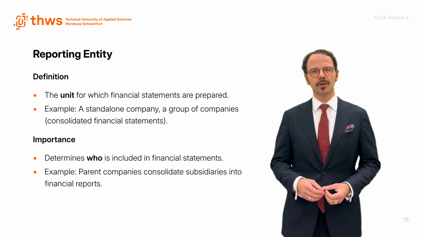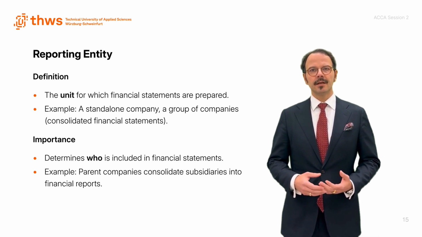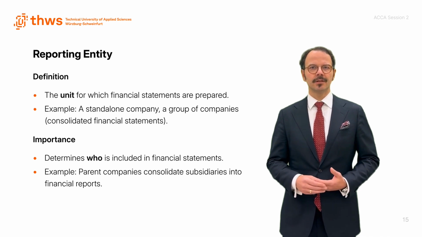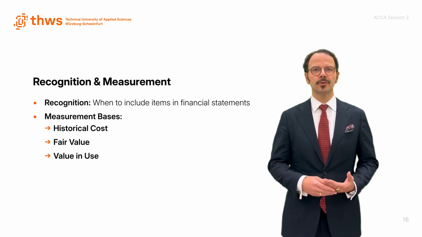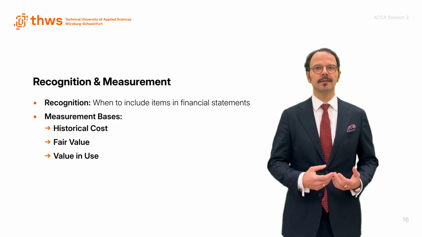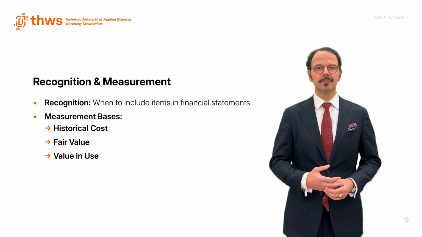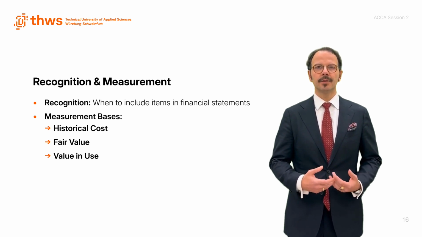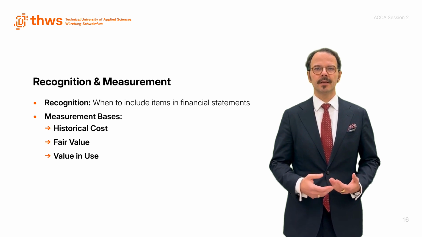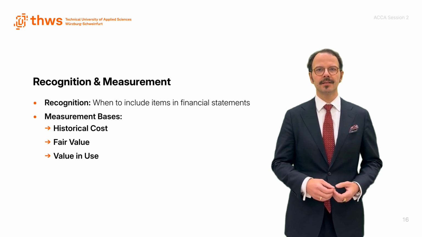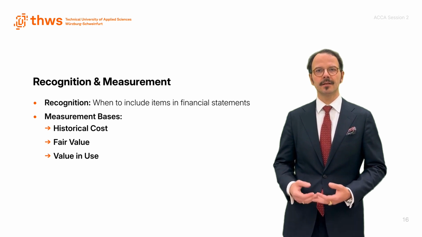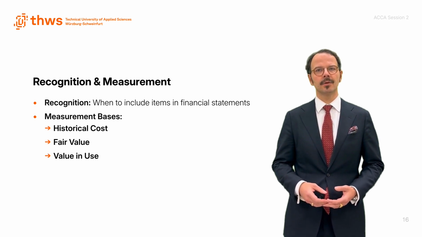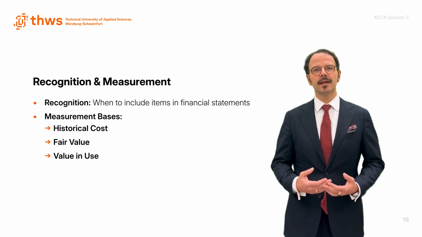Now that we know who we are reporting for, the next step is, what do we include in the financial statements and how do we measure it? This brings us to two key terms. 1. Recognition. This is about when an item actually gets recorded in the financial statements, like when does a cost become an expense, or when does something officially become an asset. 2. Measurement. This is all about how we assign a value to that item.